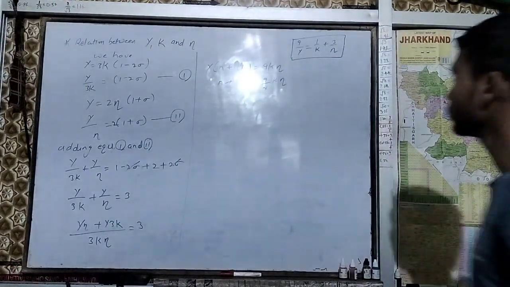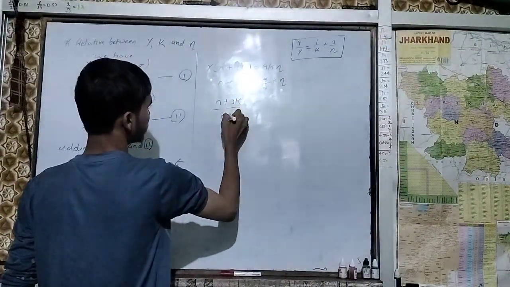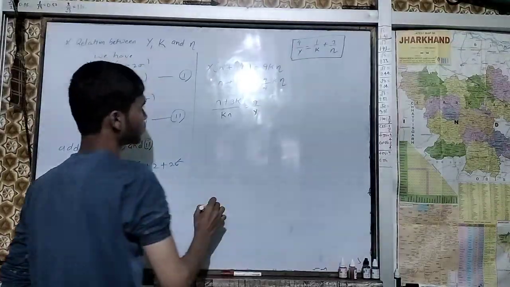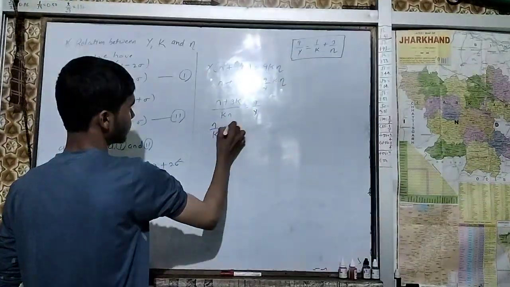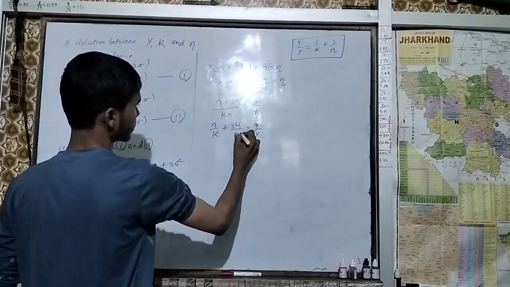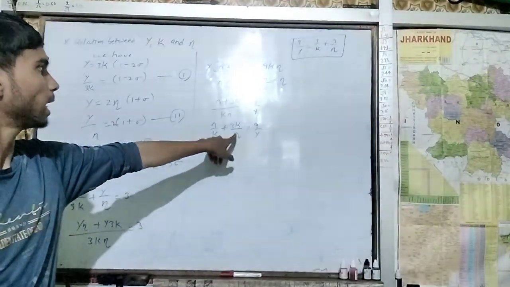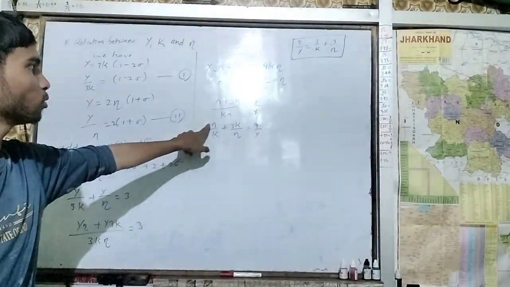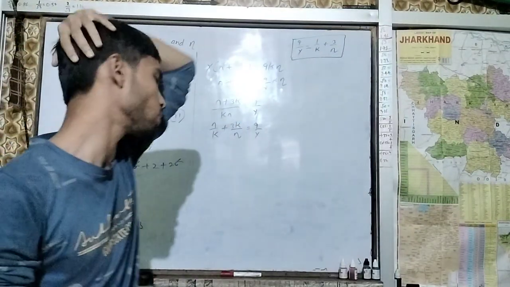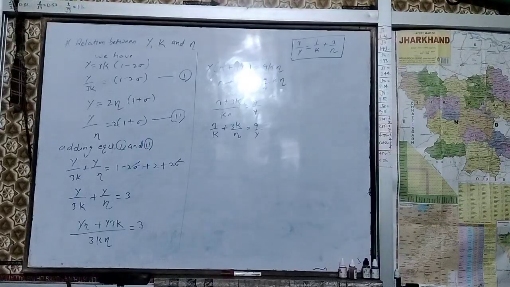Let's do η plus 3k upon kη is equal to 9 upon y. η upon k plus 3k upon η is equal to 9 upon y. Here see 1 upon k, okay, and 3 upon η. We have to remove this η and k. How to remove? Logically, with the rules of mathematics, I would like to remove.